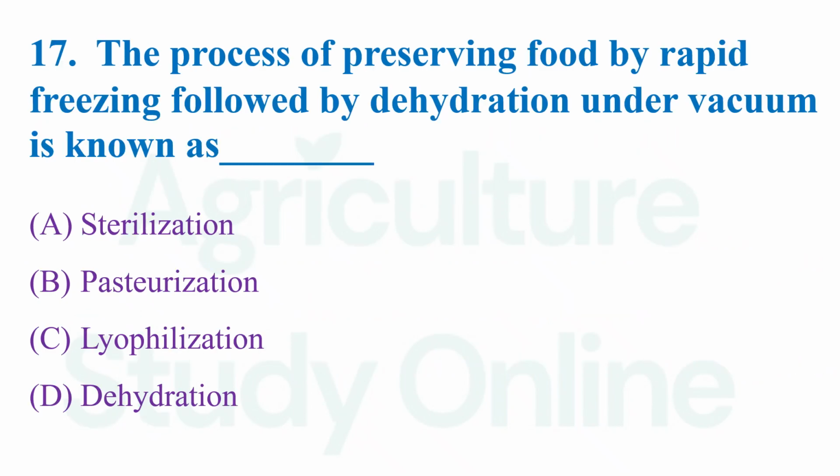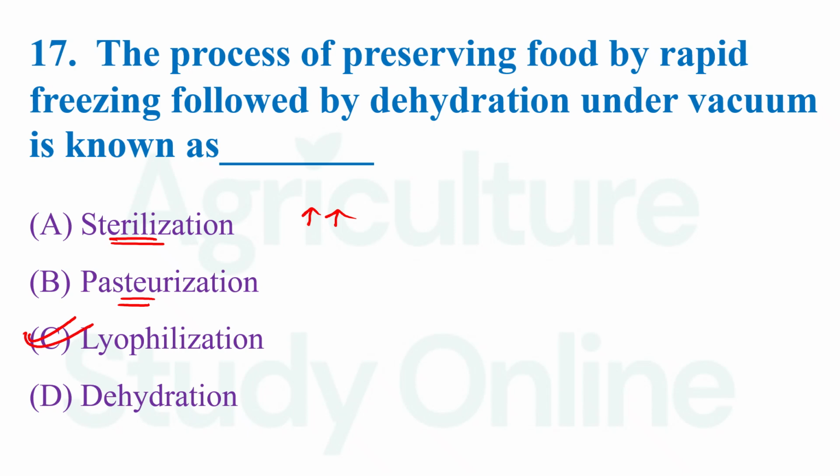Question 17. The process of preserving food by rapid freezing followed by dehydration under vacuum is known as? First option, sterilization. It uses high heat to kill the microorganisms, for example in canned foods, so neither freezing nor vacuum is involved. Pasteurization uses mild heat to kill the harmful microbes. Lyophilization, so this is the correct option.